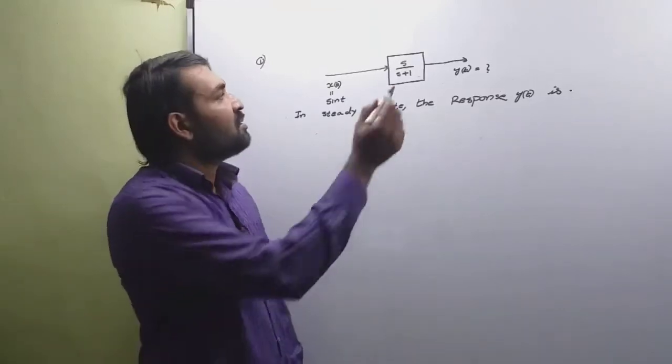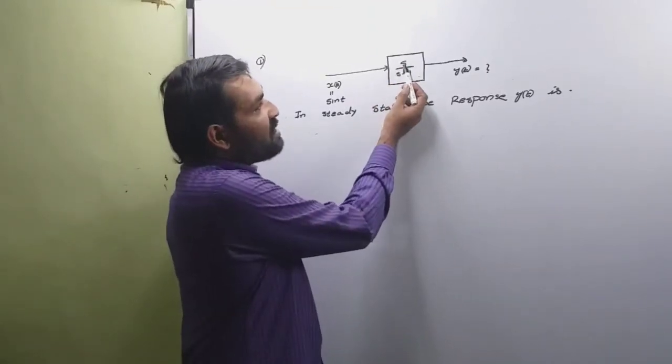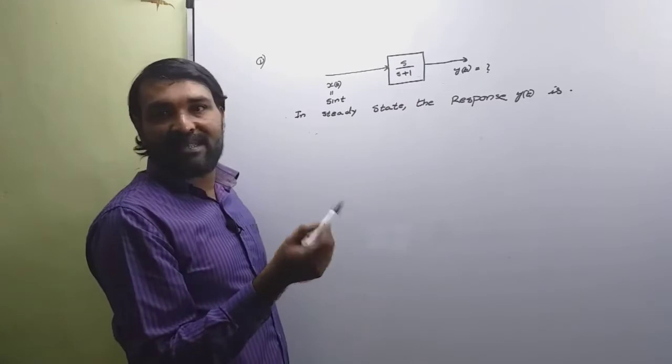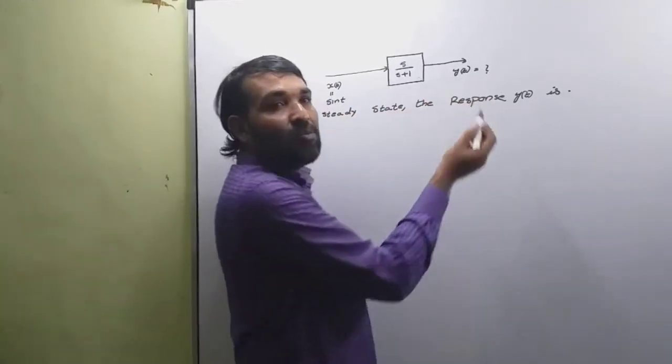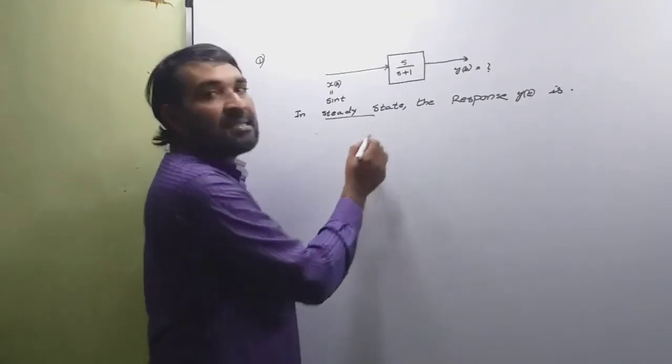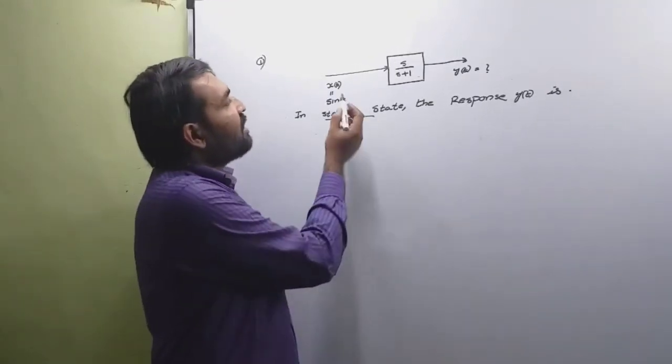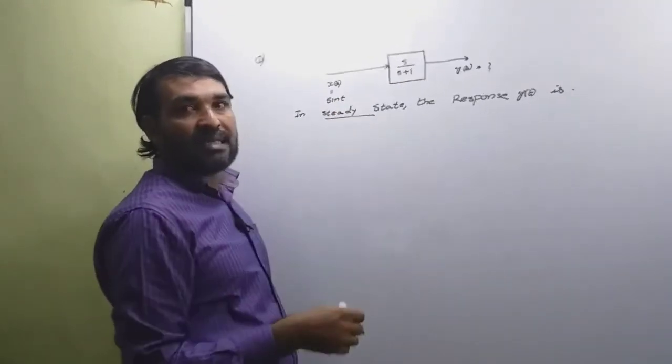We have a system with transfer function given as s divided by s plus 1, and x of t is the input and y of t is the output. We want to find the steady state response for an input of x of t equal to sin t.